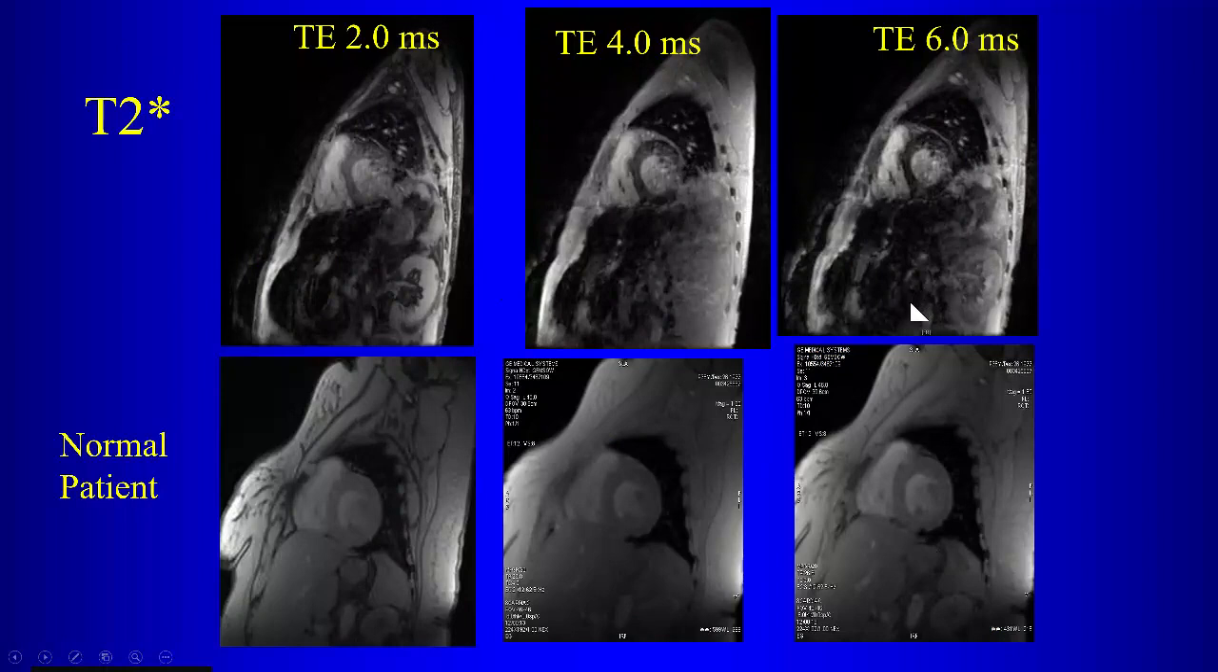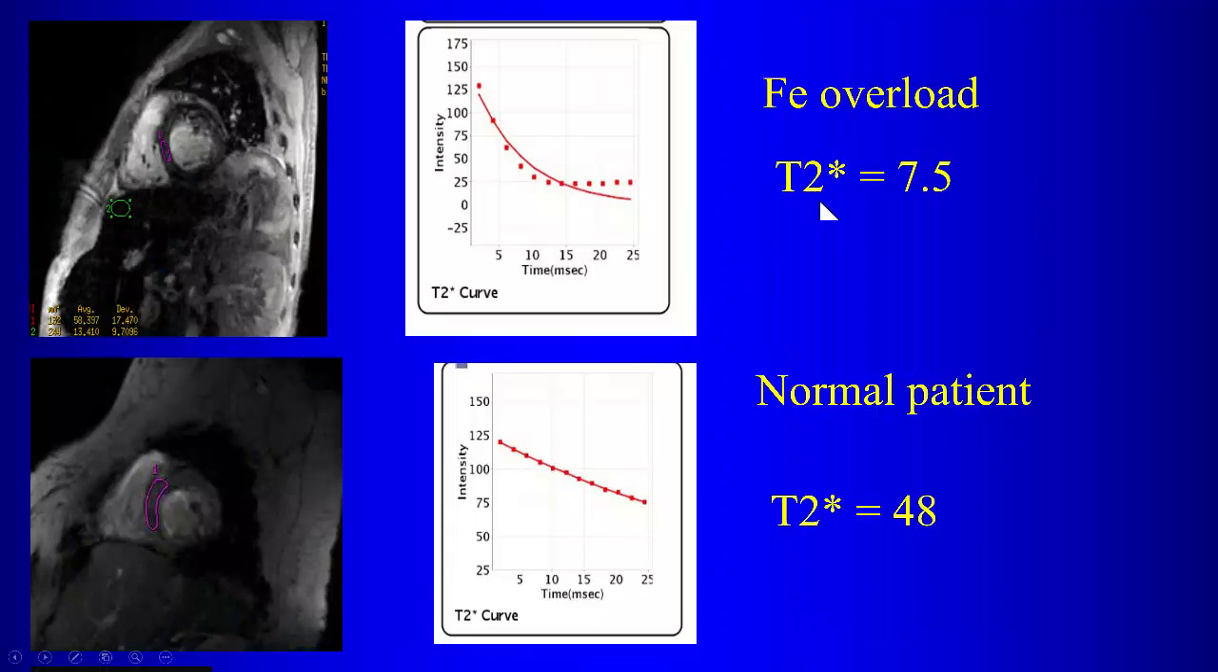And then there's a magic number for that T2 star time constant. What's the magic number? I think it was 20. 20 milliseconds. So if it's less than 20 milliseconds, that implies that there is significant iron deposition to result in myocardial dysfunction. Okay? So in your patient with iron overload, you can see that the signal here decays much more rapidly than in the normal patient. So here the T2 star constant is 48 milliseconds, here it's 7.5. So if it's less than 20, that's the magic number, right? Then we have significant iron deposition here.